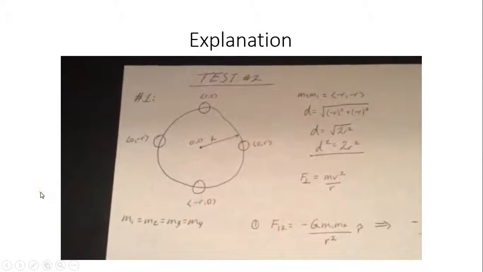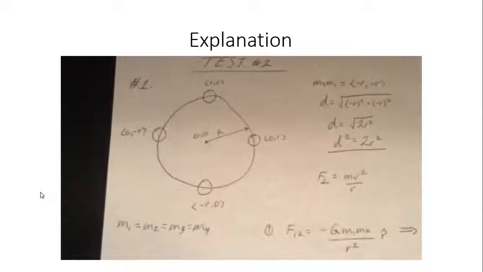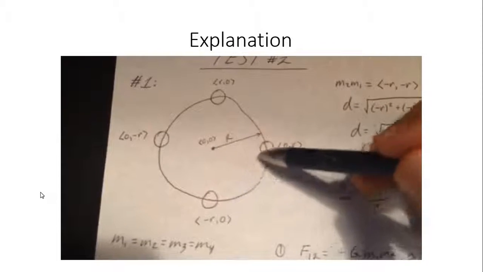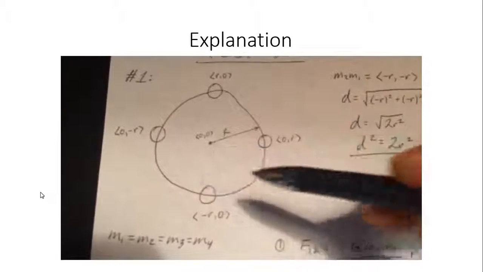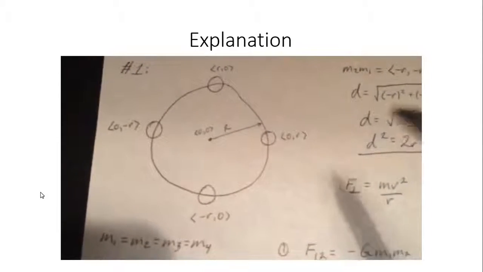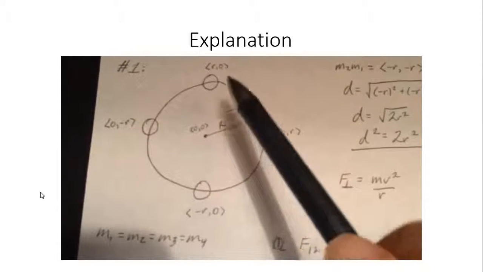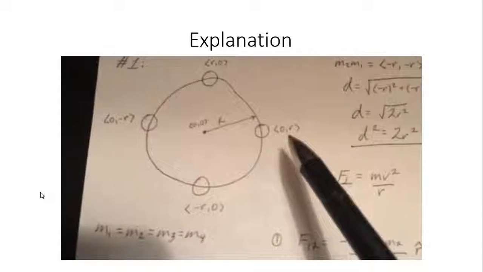Hey guys, today I'm going to talk about test number 2, problem number 1. Looking at the system here, we can see that we have 4 masses, each of an equivalent mass, all orbiting in a circular orbit with a distance r from the center of the orbit. I've set up a coordinate system where the origin is at 0, 0, and then we've set up the respective positions with r vectors for each of the 4 masses.